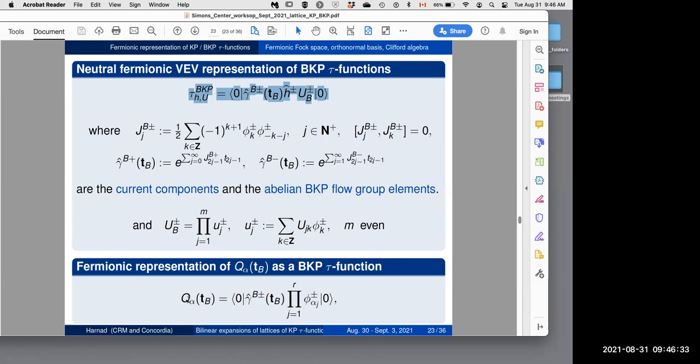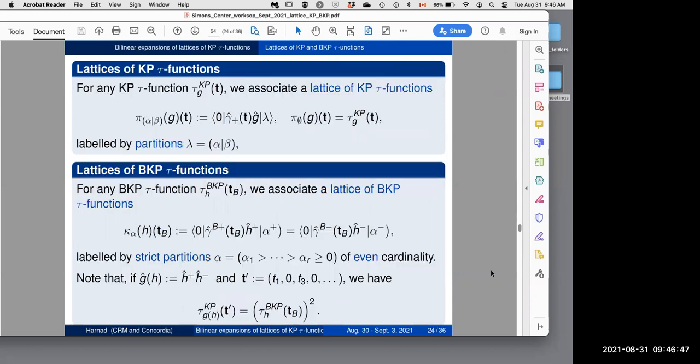In particular, the Q Schur function has this representation. So it's a very special case of this, where the H is absent and the U's are products of phi's. So that's the Fermi representation of the Q Schur functions. And in general, for any group element G, we can associate a lattice of KP tau functions. Notice what's happening here. Instead of having a vacuum here, we have one of the basis elements.